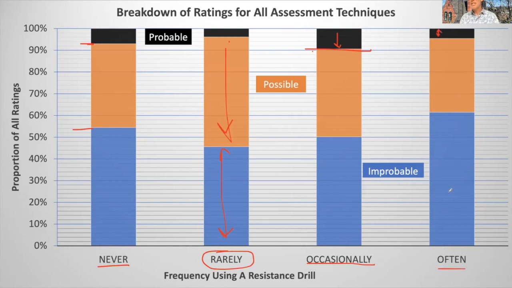If you use the resistance drill often, there's a much smaller proportion of probable ratings. The amount of improbable ratings is actually the highest for people who frequently or often used resistance drills as part of their tree risk assessment. So it's over 60%. Looks like it's almost 62%.